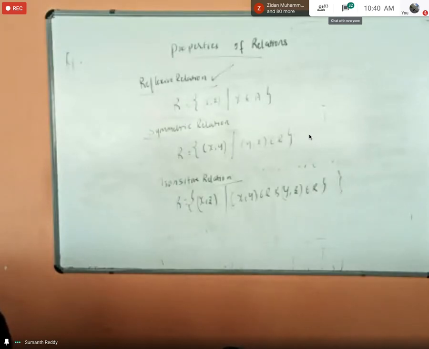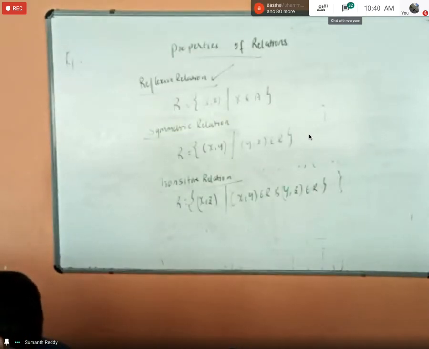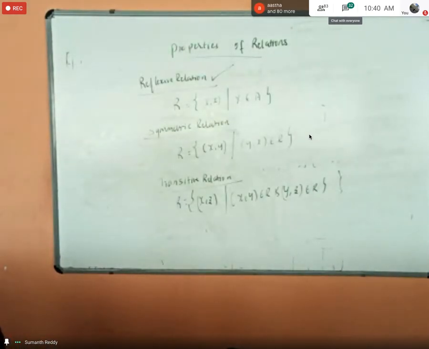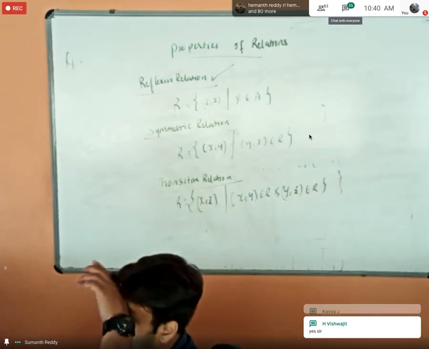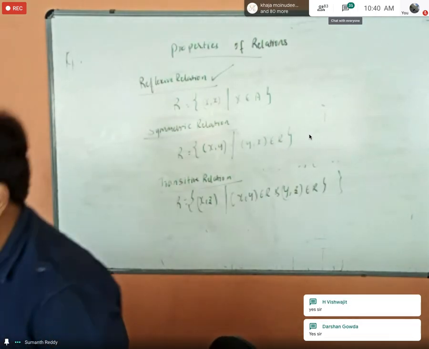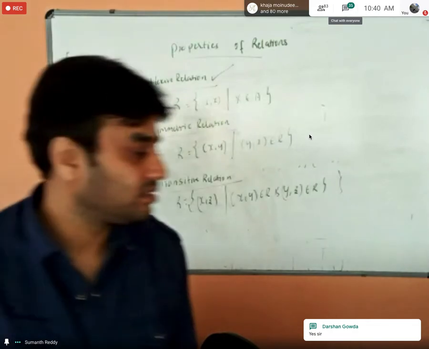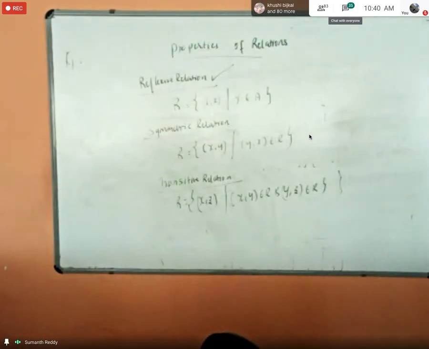I think there is some network issue. The board is getting blurred. I'm just trying to make sure, students. Have you understood the reflexive, symmetric, and transitive relations? Can I go with the next three? Students, have you understood reflexive, symmetric, and transitive relations? Okay. The next three are a little bit important. These three are actually basic. Most of you will already have an idea.